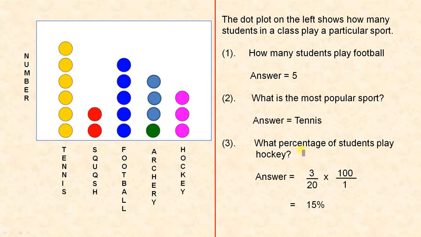What percentage of students play hockey? Hockey is here, so we know we have 3 students. So if you count all the dots, that gives you 20. So the percentage must be 3 over 20 times 100 over 1. So when you work that out, when you do the calculation, you get 15%.